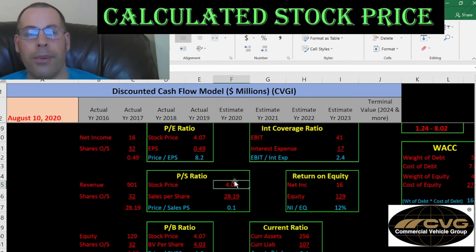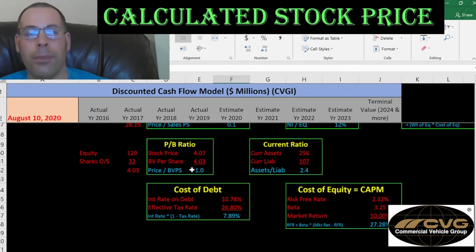Price of sales is stock price over sales per share. To calculate sales per share, that's revenue over shares outstanding. I like to see below 2.5. They're at 0.1. This indicates investors are willing to pay 10 cents for $1 of sales. It's a really good ratio.